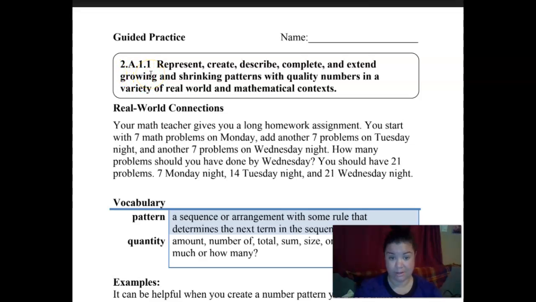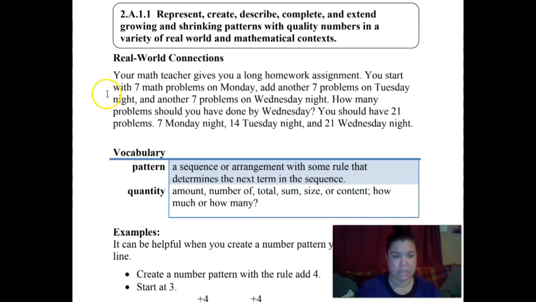2A.1.1. That tells us that we're going to represent, create, describe, complete, and extend growing and shrinking patterns with quality numbers in a variety of real-world and mathematical contexts. That is a lot of words this week, isn't it? Let's look at this, what it says, real world. Okay, so let's try this out.